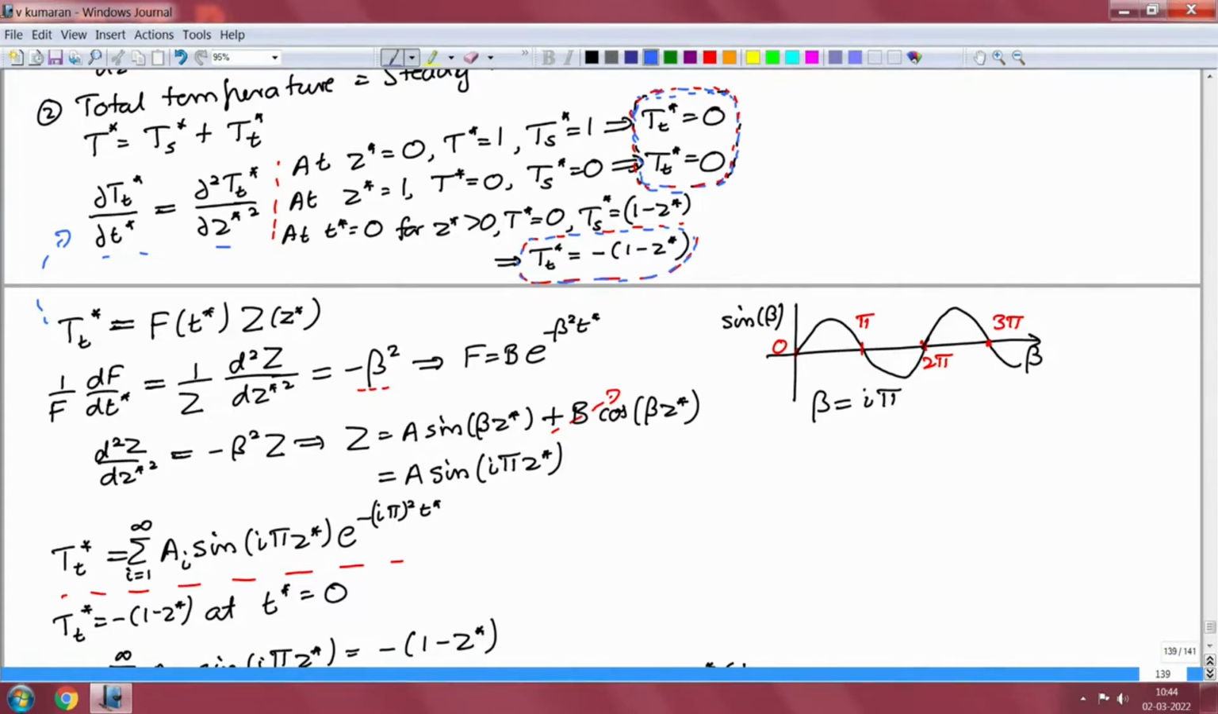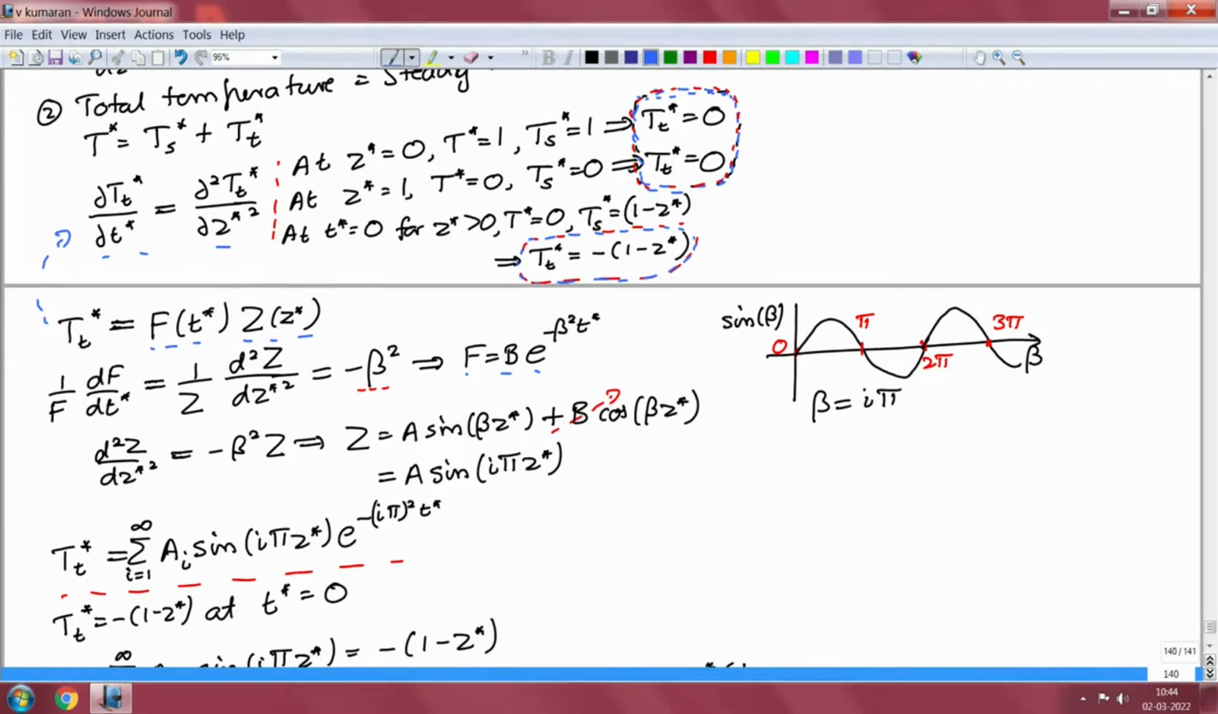And then we had solved it by separation of variables, expressing temperature as a function of time times a function of z. The solution in time is exponential. The solution in z is sine and cosine functions. In time it has to be exponentially decreasing, so that the transient part goes to 0 in the long time limit. In the z coordinate, the solutions are sine and cosine functions.